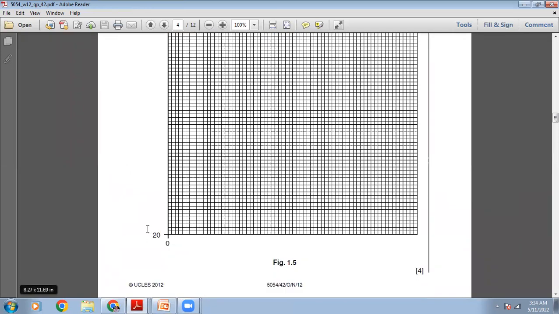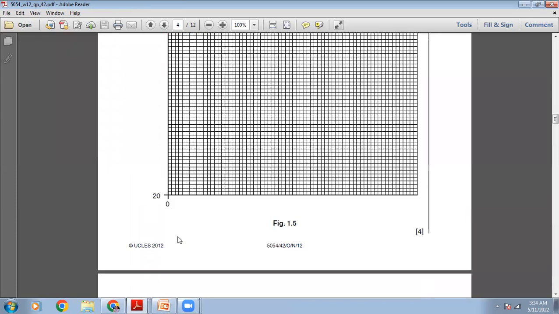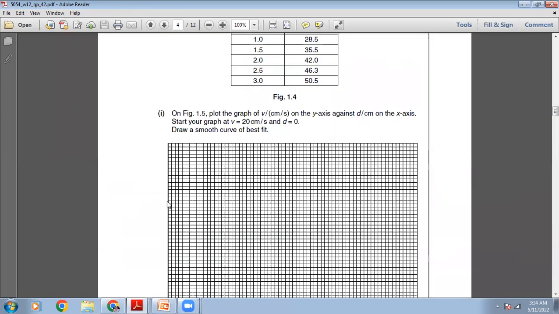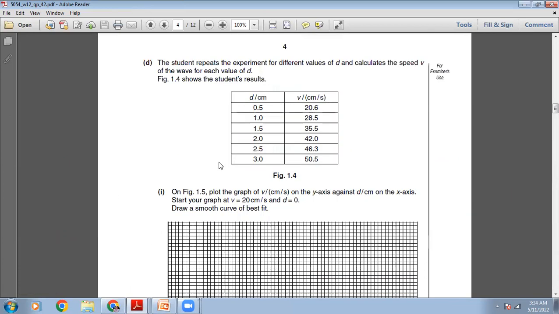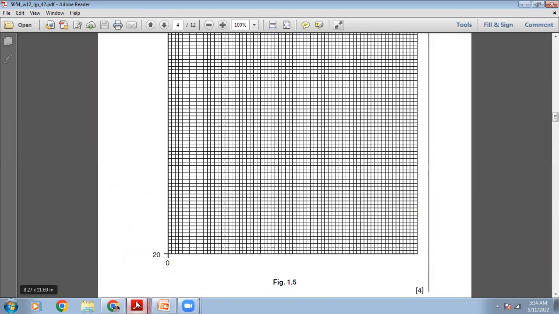So this y-axis starts from 20 and the x-axis starts from 0. On the y-axis, we have to represent the velocity, speed, and on the x-axis, we have to represent the depth of the water. The depth of the water is going from 0.5 to 3, and the speed is going from 20 to 50.5. Okay. So let me show you.